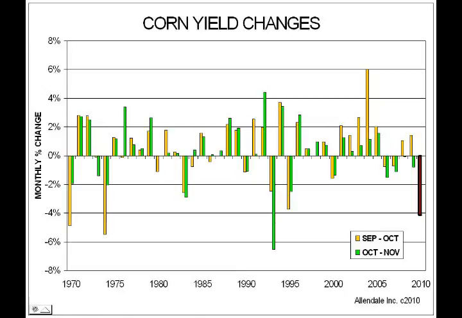Let's have a little context about what just happened here last week in terms of moves. I've got here a chart of yield changes by month. One set of bars here is the change from September to October, which we just finished up with. The next set of bars, the green ones, are what happens next month, so October to November.